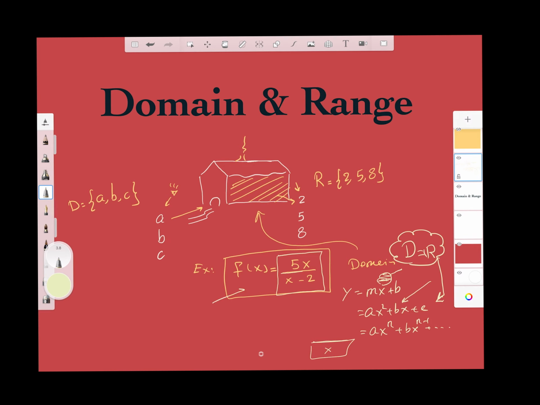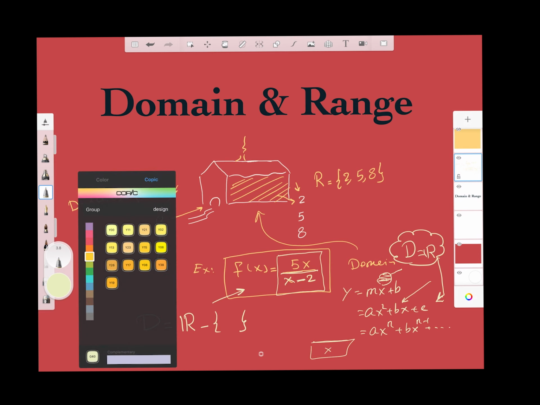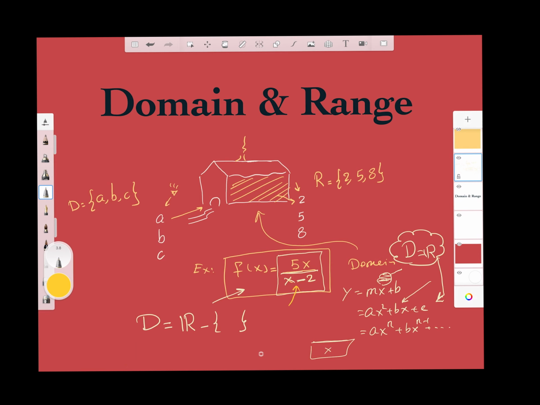In this example, we have x in the denominator, x minus 2. Basically, we have a rational function. The way we solve the domain, we're going to say domain equal to all real numbers minus any number that makes the denominator 0. In this case, 2. If you plug 2 into the denominator, you get 0. So you're going to say R minus 2.